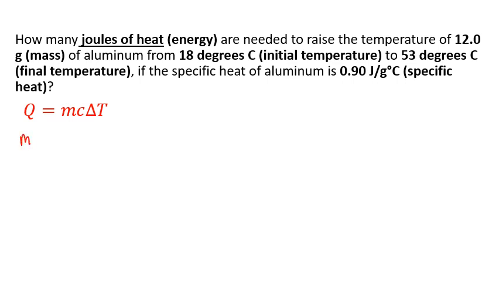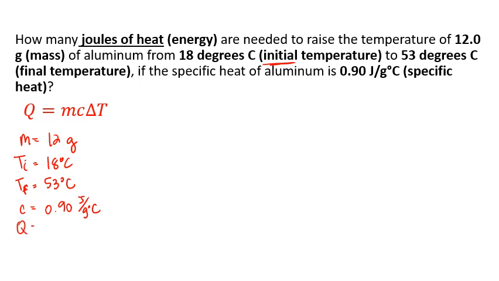We have mass equals 12 grams. We have initial temperature, and of course it says it right there, initial temperature of 18 degrees Celsius, a final temperature of 53 degrees Celsius, and then a specific heat, a C value of 0.90 joules divided by grams times degrees Celsius. Again, we're going to make sure that we're solving for the right thing, and it specifically asks how many joules of heat, so that's Q.